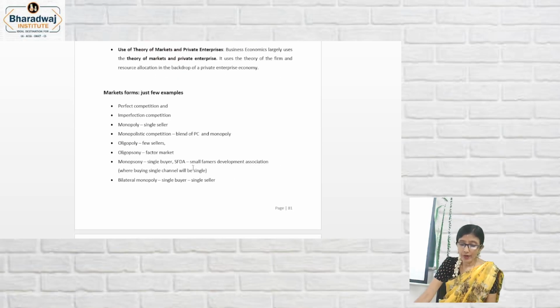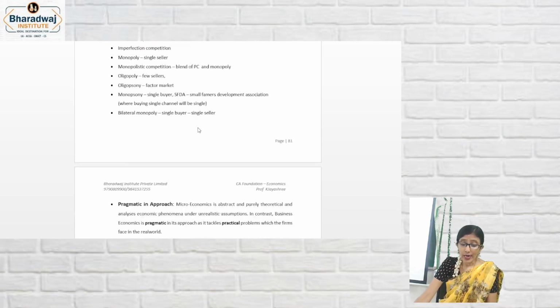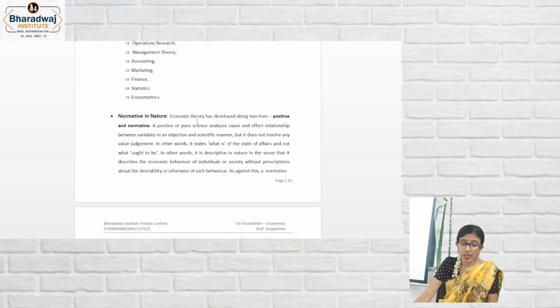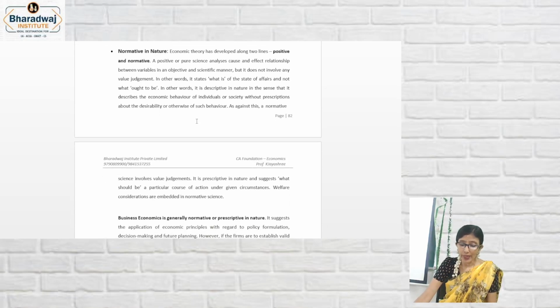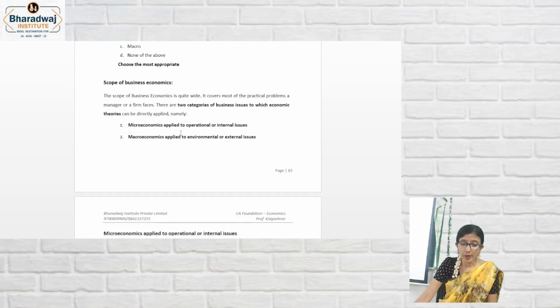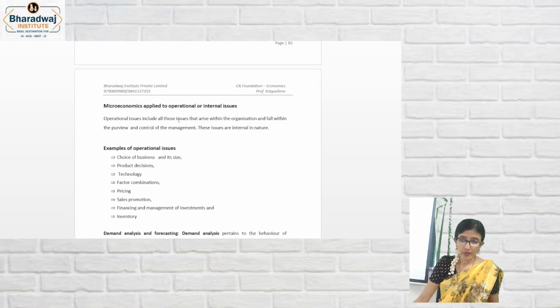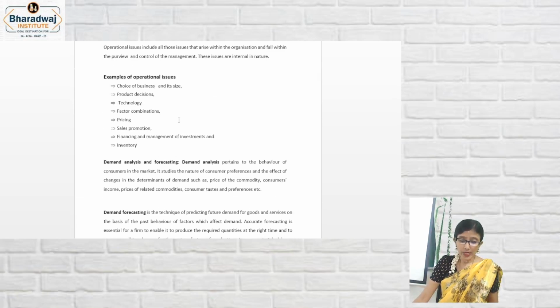Please look at it. Difference between micro and macro. And each element has been explained to you. What is the meaning of pragmatic? What is meant by normative? Okay, so please remember all this. Normative is prescriptive and positive is descriptive. Normative is prescriptive.